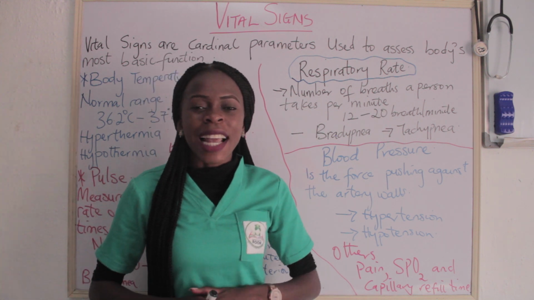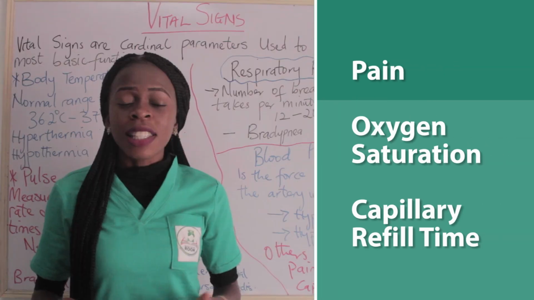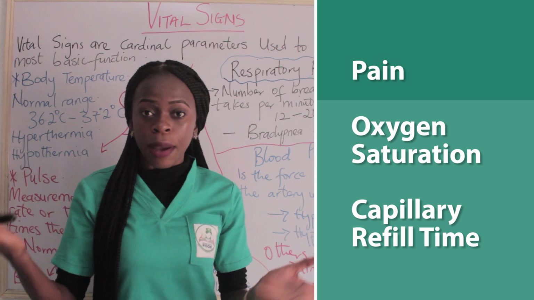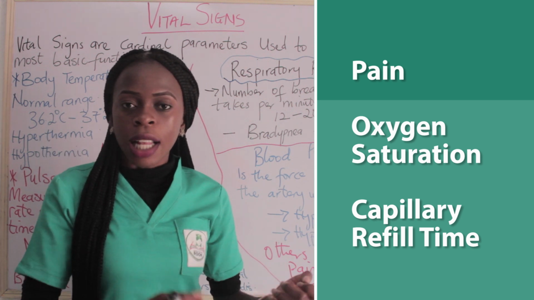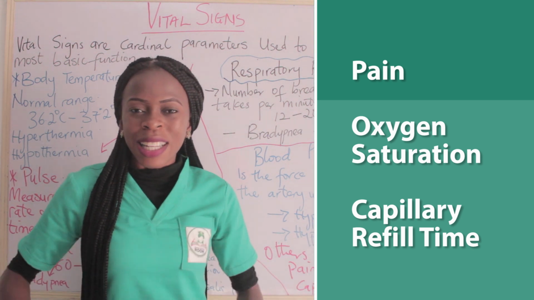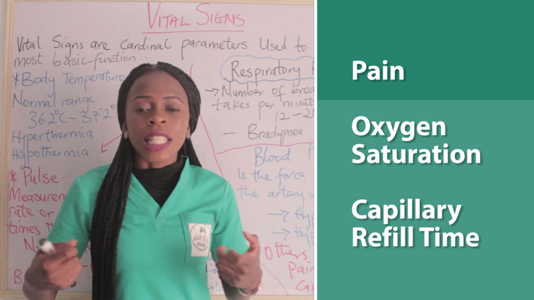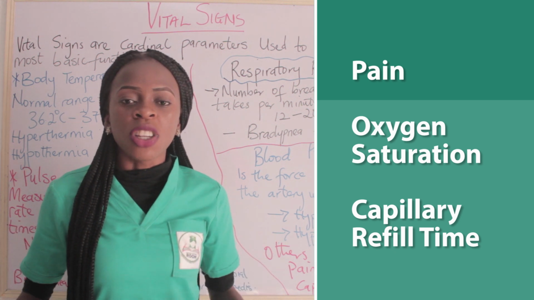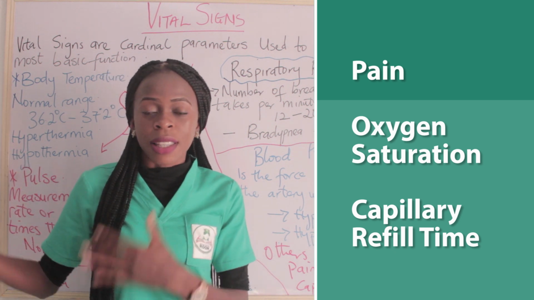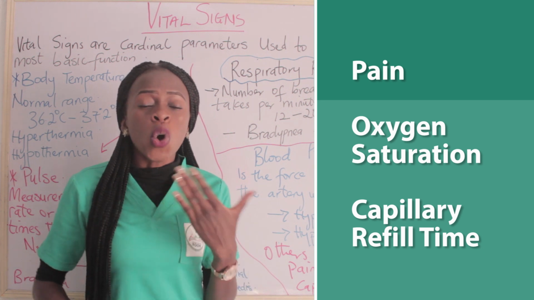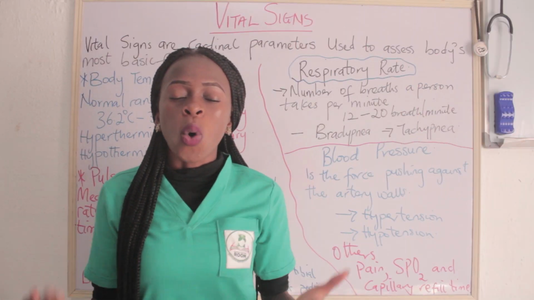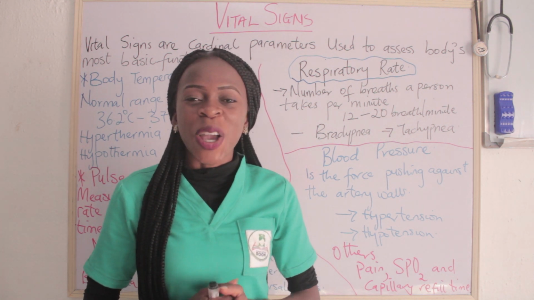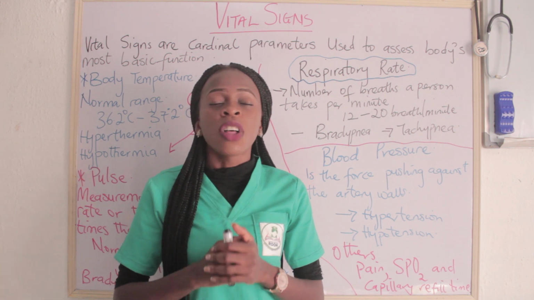But other vital signs include pain, your oxygen saturation level, and also your capillary filling time. So in terms of oxygen saturation level, you take the oxygen saturation level of a person using the SpO2 machine, the pulse oximeter. Then you can assess the level of pain using the pain scale, your pain rating scale. With that, you will be able to know what is going on with the patient. I hope this video actually helped you to understand the various components of the vital signs.